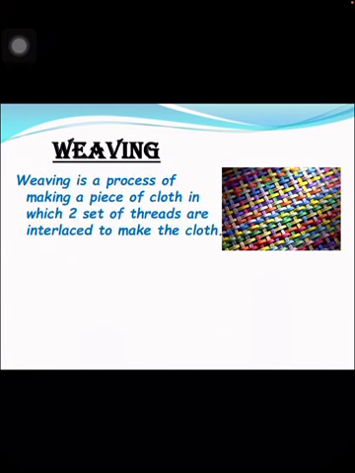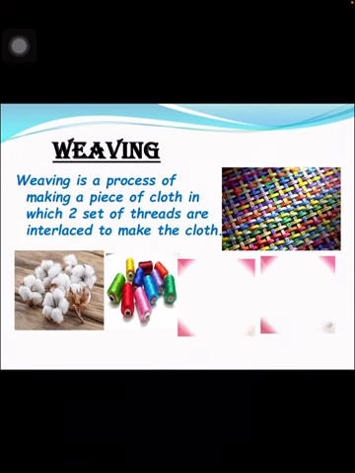Now in this figure we can see that different colors of threads are interlaced together to make a piece of cloth. So do you know what this process is called? Yes, this process is known as weaving. We can say that weaving is a process of making a piece of cloth in which two or more sets of threads are interlaced to make a cloth. You can see different examples.